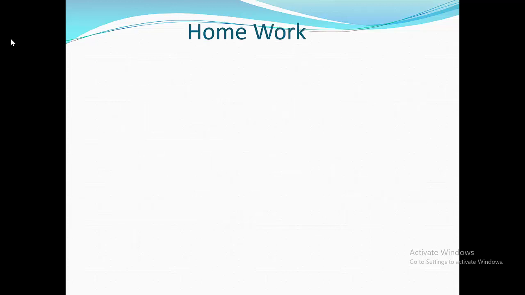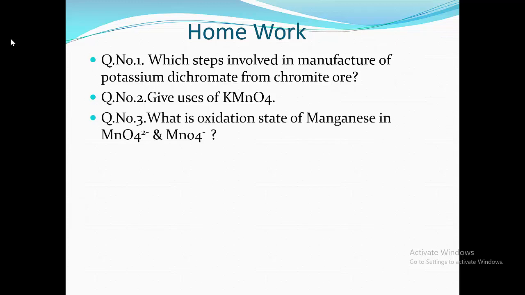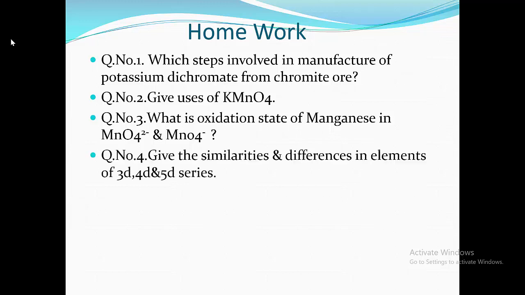Homework for you. Question number 1. Which steps are involved in manufacture of potassium dichromate from chromite ore? Question number 2. Give uses of KMnO4. Question number 3. What is the oxidation state of manganese in MnO4 minus and MnO4 2 minus? Question number 4. Give the similarities and differences in elements of 3d, 4d and 5d series.